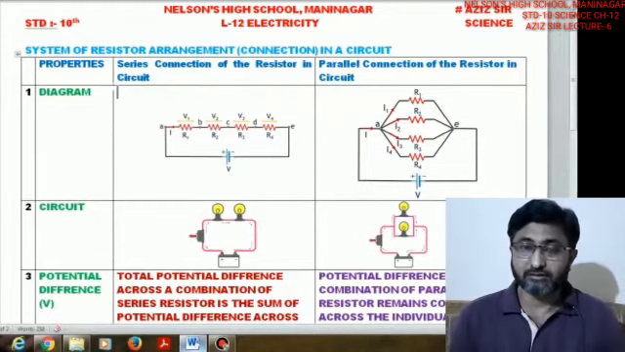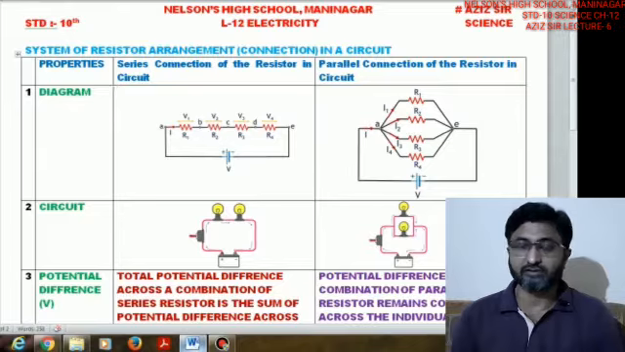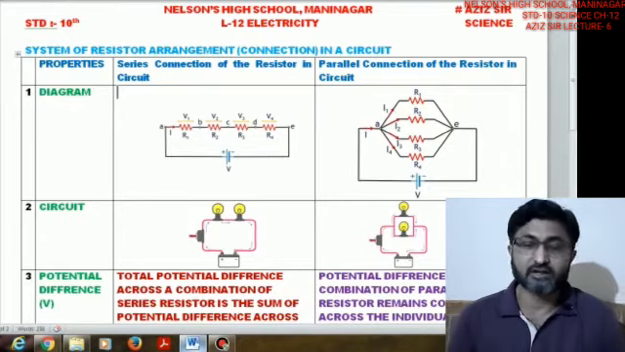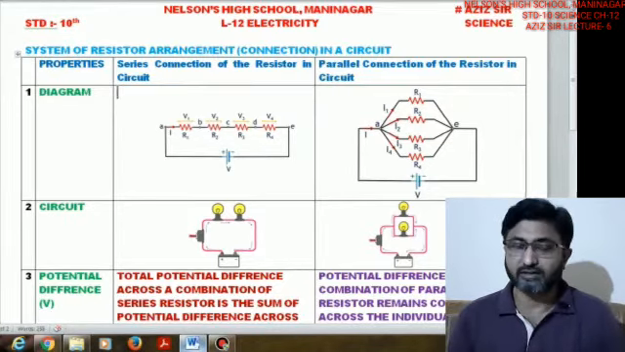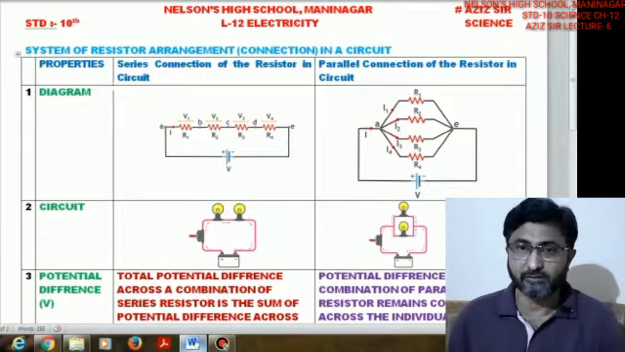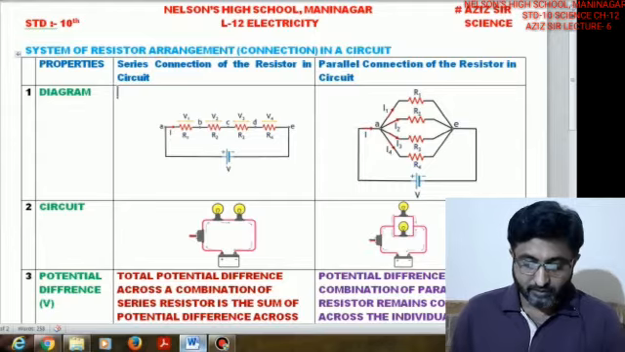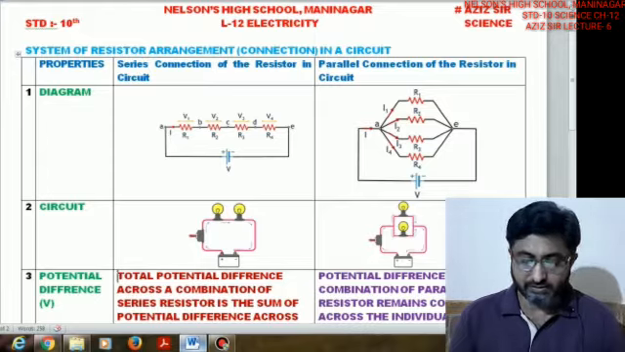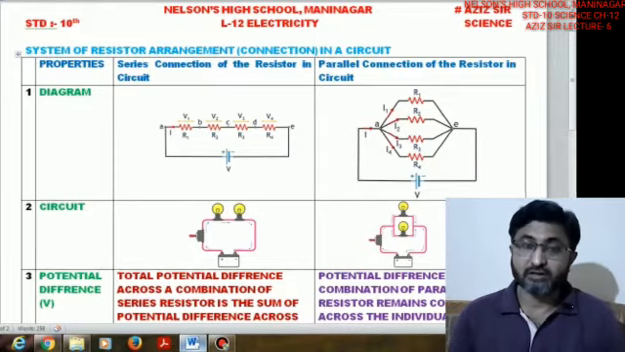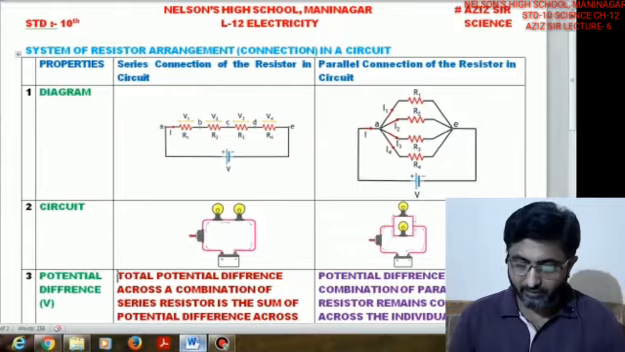Now, series and parallel circuits of resistors are actually an arrangement of resistors in series connection and in parallel connection. So what is the difference? As you are seeing in the diagram on the picture, in the first column is the series connection of resistors in a circuit, and the next column is the parallel connection of resistors in a circuit.